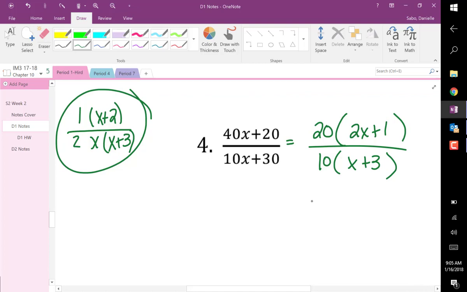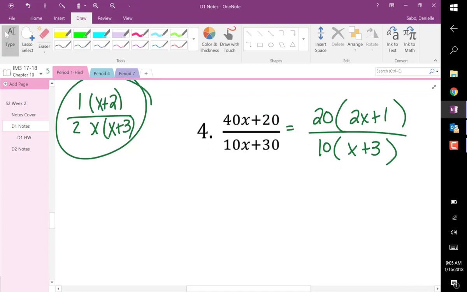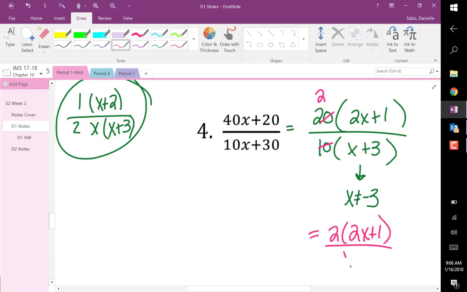Now the only thing here, the excluded value is -3. Just going to write that outside here just so we know. We're just running out of time, so I want to make sure we get through it. How this reduces. 10 goes into both of them. So I am left with 2 on top and 1 on bottom. Because 20 divided by 10 is 2. So our final answer is 2x plus 1 all over x plus 3. It's okay if things don't cancel.